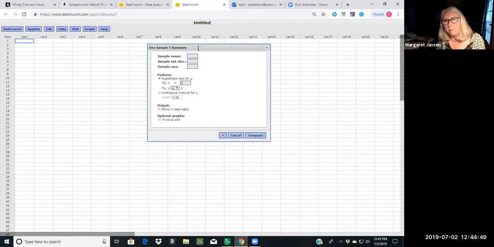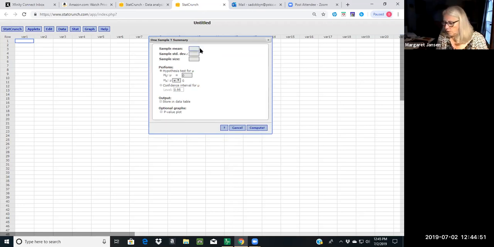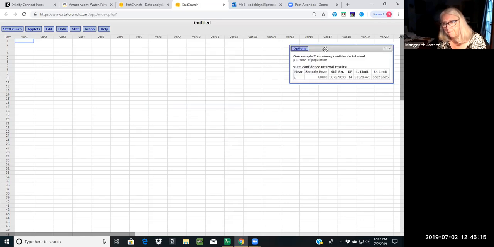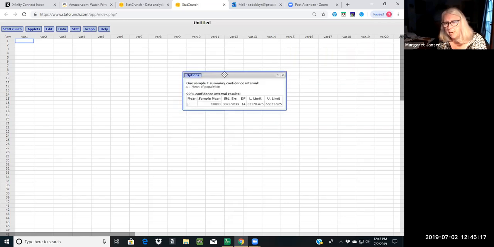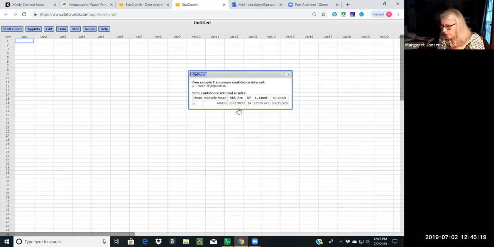So for my problem, the sample mean was 60,000. The sample standard deviation was 15,000. The sample size was 15. Then I click on that circle to indicate I want to do a confidence interval, and I need to change to 0.90. And then I hit compute. Okay, and here is my interval.